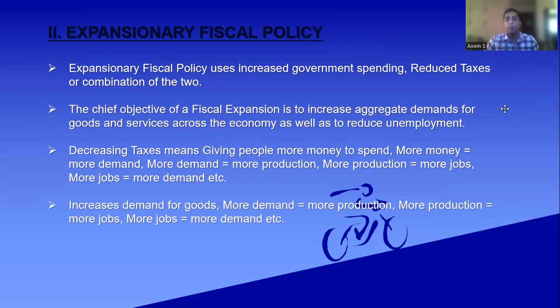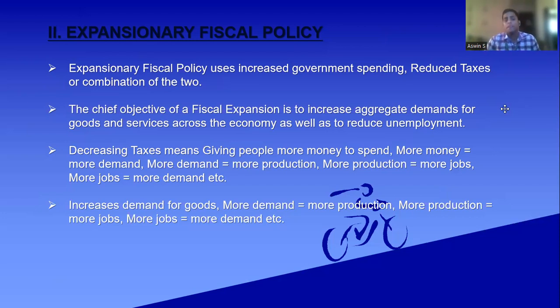Decreasing the taxes means giving people more money to spend. More money essentially means more demand. More demand means more production. More production means more jobs, and more jobs means more demand. So there will be very little unemployment at this stage of fiscal policy.